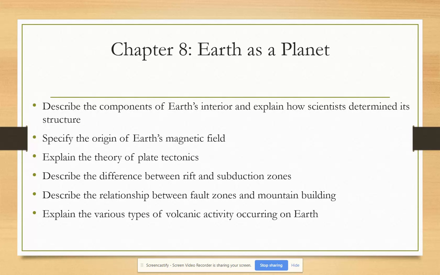Chapter 8, the Earth. Yay. Now, we've been talking about the Earth already, right? We've been talking about all the planets, and we use the Earth as a reference. That's why we have the specific part about the Earth. Already talked about this.